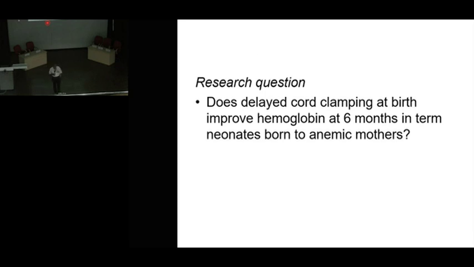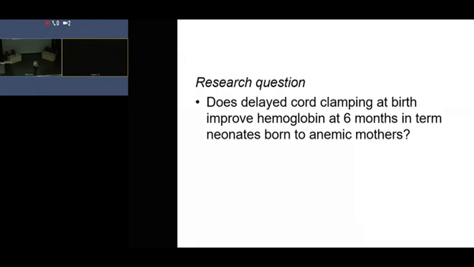What's the P here? First is term neonates. Mothers must be anemic. So there are two criteria you need to fulfill. All right, very good. You have an exposure. What's the exposure? Delayed clamping. And you have to define what delay is: 1 minute, 2 minutes, 3 minutes, or until the placenta is delivered, or whatever you like. And there's another traditional way, that the moment the baby is born, you clamp. That's your comparison group. What's your outcome? Hemoglobin. And in how much time? 6 months. All right, so you've got the PICO.